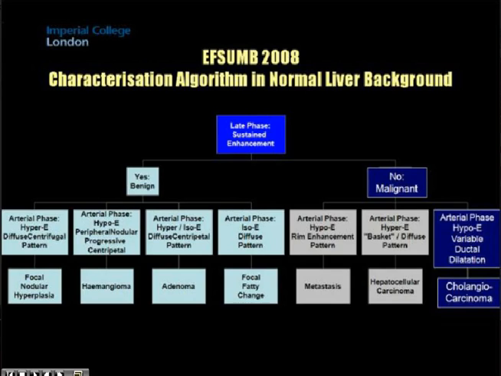And you start with the late phase. If there is sustained enhancement, this is a benign lesion, but if it is not sustained, this is most likely to be malignant. And this is really where the cholangiocarcinoma category comes in. In the arterial phase, and I'll show you some examples, these lesions can be very variable in terms of their vascularization. They may either be hypo-enhanced or sometimes even hyper-enhanced. It depends, again, on what you describe. And I think the key thing here at the end of the day is really seeing the ductal dilatation. And then you would end up with cholangiocarcinoma. Thank you.